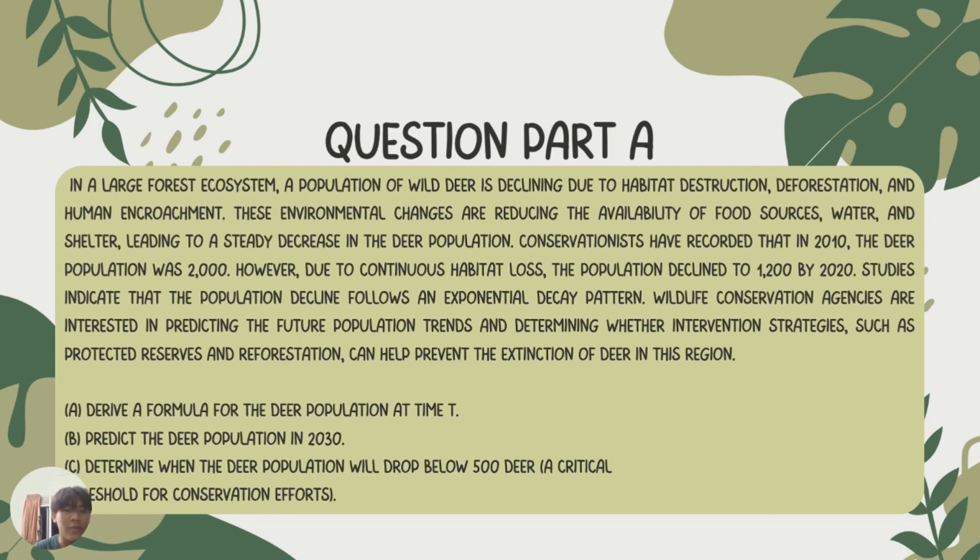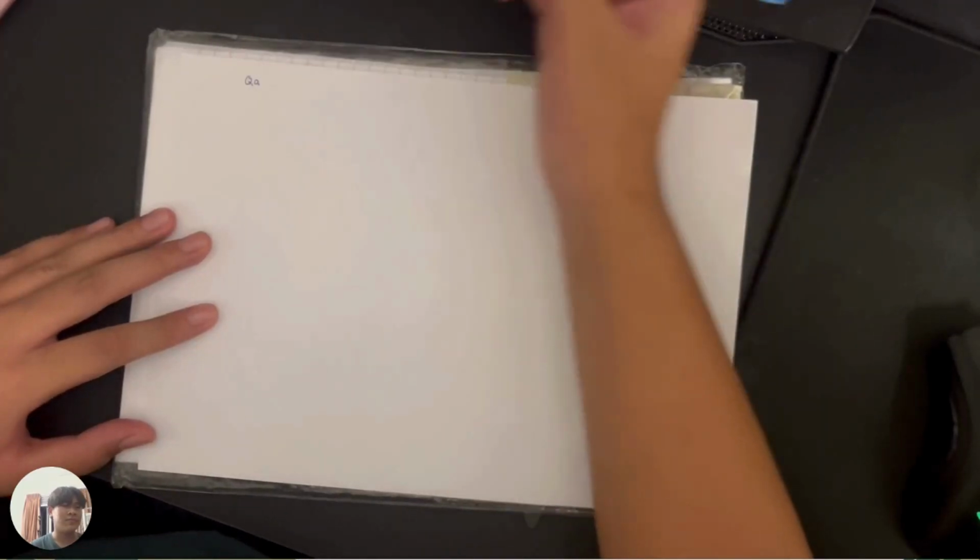A. Derive a formula for the deer population at time t. B. Predict the deer population in 2030. C. Determine when the deer population will drop below 500 deer, the critical threshold for conservation efforts.